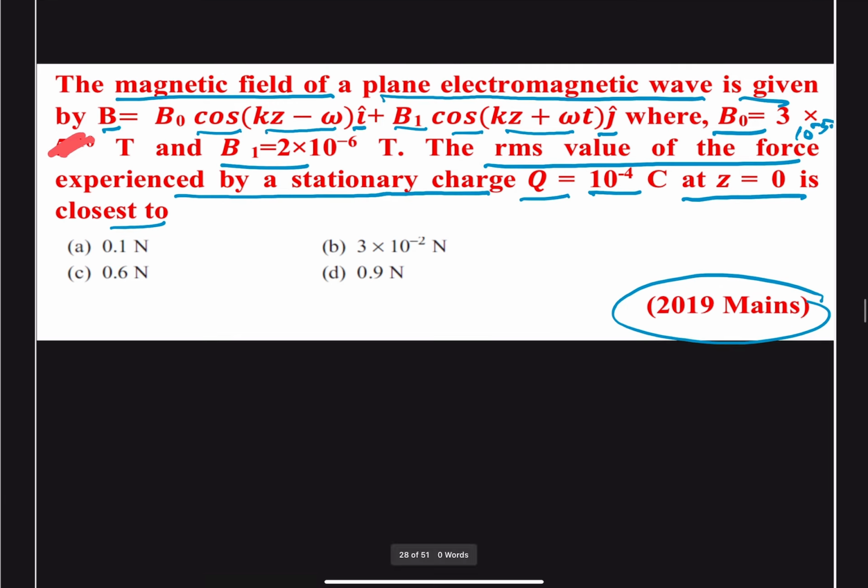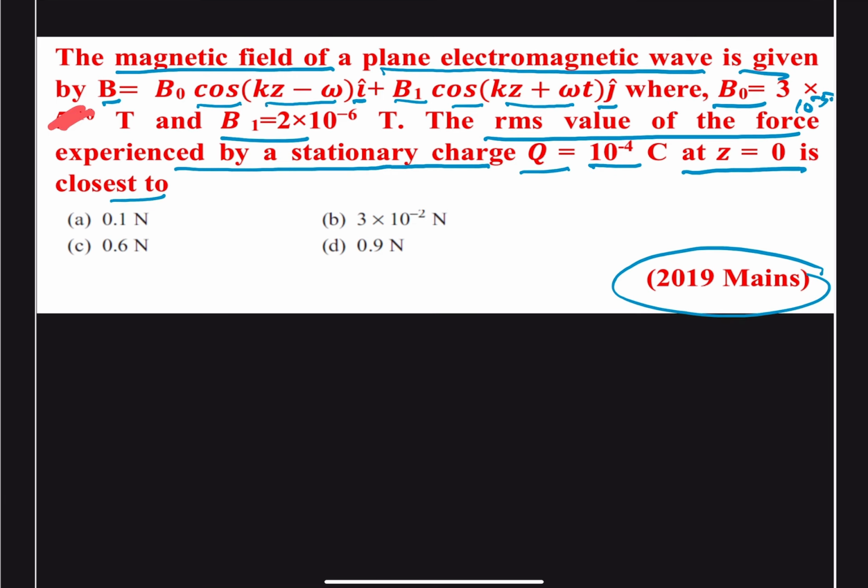So in this case, we are given a magnetic field that is being represented in the form of an EM wave equation, and B naught and B1 are given to us. We have to find out the force experienced by a stationary charge. So its velocity is equal to 0.